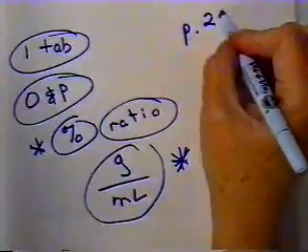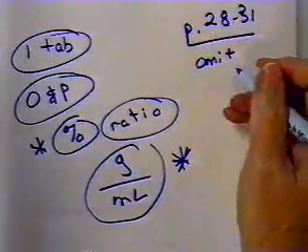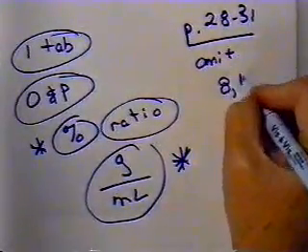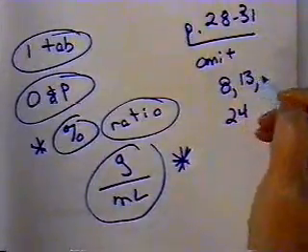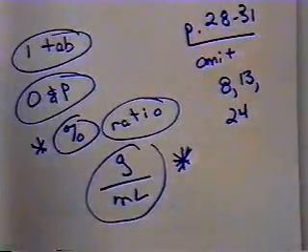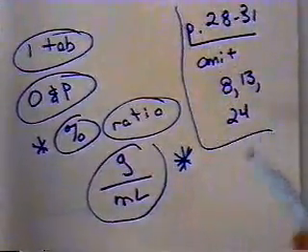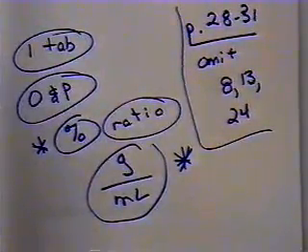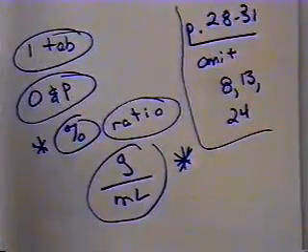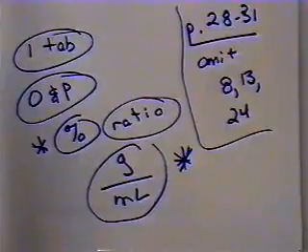The homework is page 28 through 31, but I want to omit problems 8, 13, and 24. Some of them are because they were in the apothecary system and we're just not going to work in the apothecary system, and some of them were just because I plain typed in the problem wrong. So omit those 3 problems, pages 28 through 31, and we will have a quiz on O and P next time.